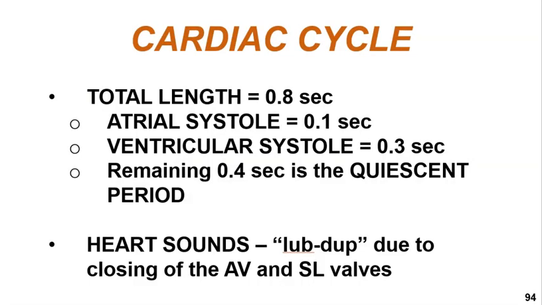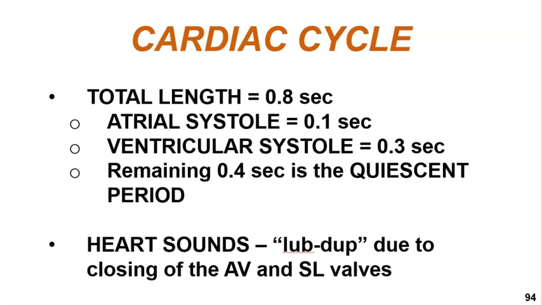Recall that a typical average resting heart rate is approximately 75 beats per minute, which is set by the sinus rhythm of the sinoatrial node. Since the heart beats approximately 75 times per minute, this corresponds to a typical cardiac cycle that lasts about 0.8 seconds. Atrial systole accounts for approximately 0.1 of those 0.8 seconds. Ventricular systole accounts for approximately 0.3 seconds, and the remaining 0.4 seconds represents a period known as the quiescent period, which is a time of total relaxation of either the atria or the ventricles.